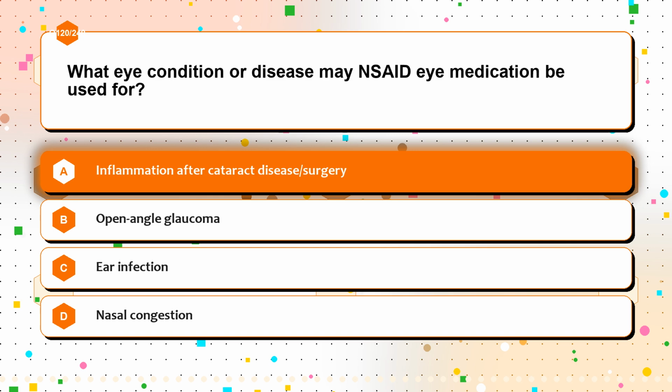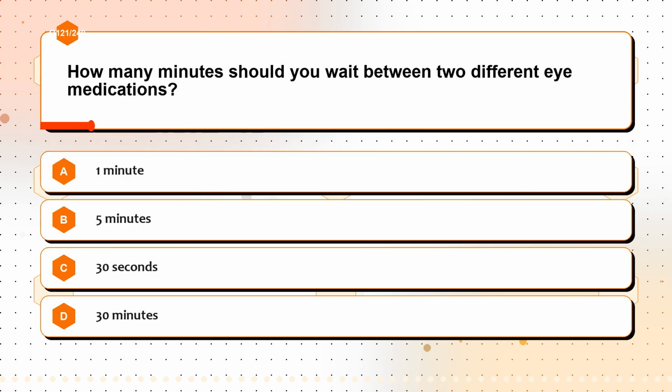The correct answer is option A, inflammation after cataract disease/surgery. Question 121. How many minutes should you wait between two different eye medications? Here are the options. Option A, 1 minute. Option B, 5 minutes. Option C, 30 seconds. Option D, 30 minutes.